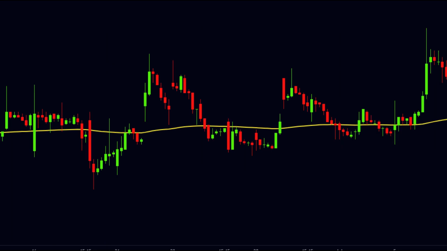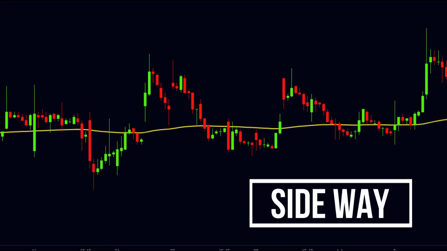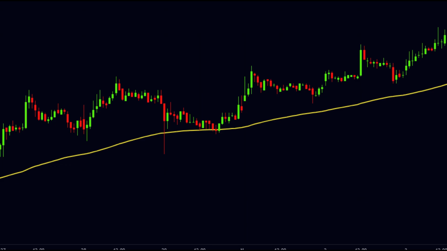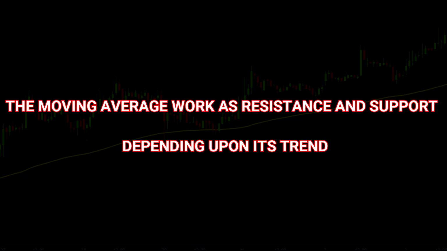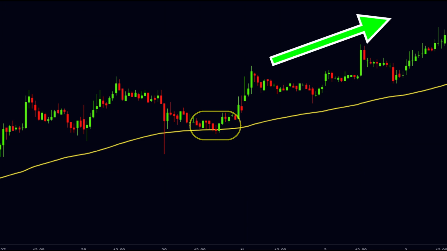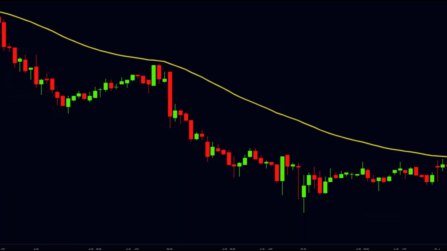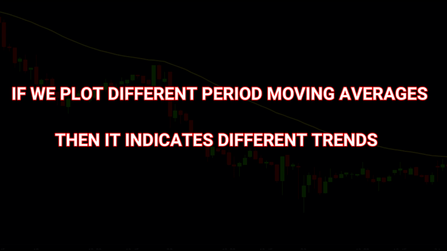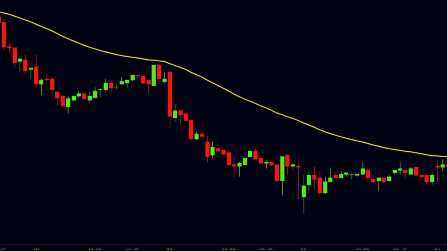But when the price moves along the moving average, it is called a sideways trend, and at this moment the moving average is almost a straight line. Another secret is that the moving average works as resistance and support, depending upon the trend. When the price is in an uptrend, the moving average works as support during the pullback of the stock, and from there the uptrend starts again. Similarly, when the price is in a downtrend, the moving average works as resistance during the pullback, and from there the downtrend starts again. If we plot different period moving averages, they indicate different trends. I hope you understood the moving average clearly.